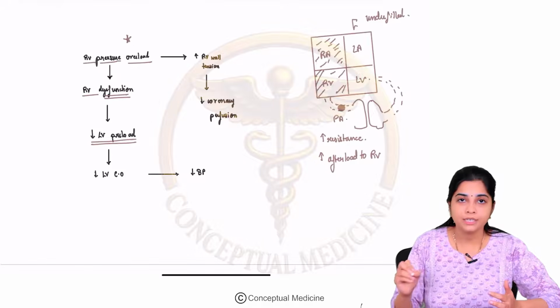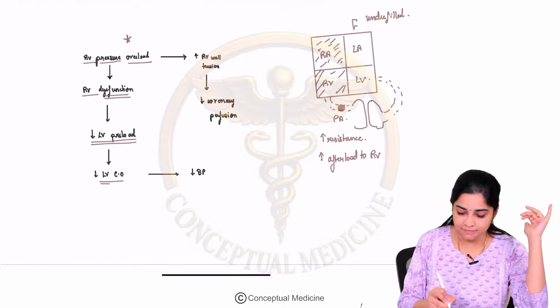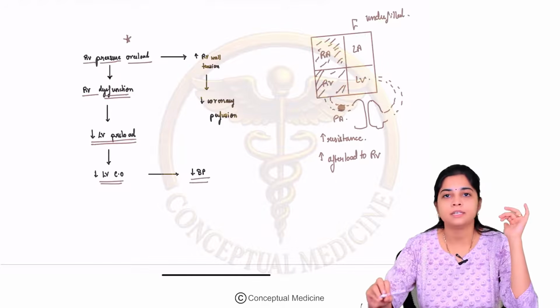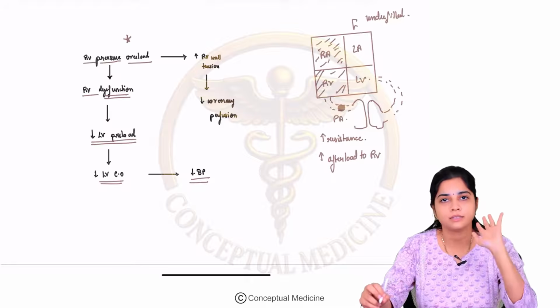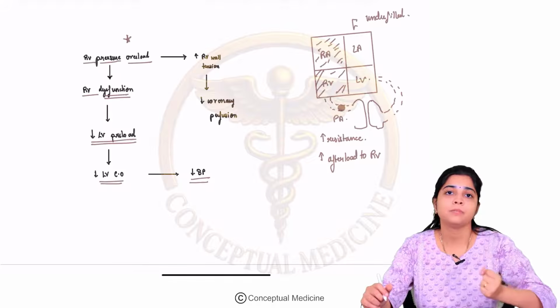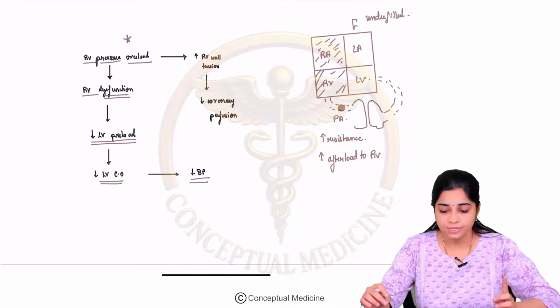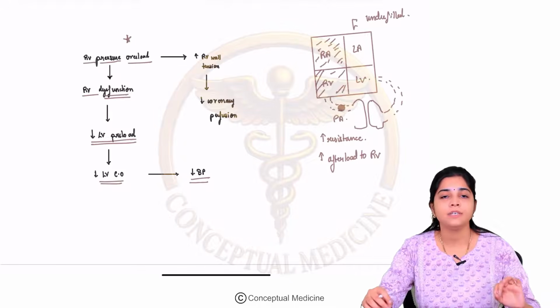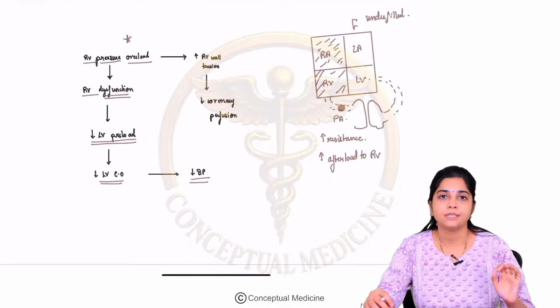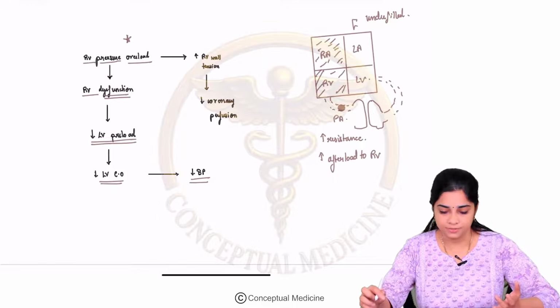So there is going to be a decrease in the preload to the LV, decrease in the LV cardiac output, and ultimately it is going to result in a decrease in the blood pressure. This is the reason why a massive pulmonary embolism presents with hypotension. A massive pulmonary embolism presents with hypotension because the RV dysfunction results in a decrease in the LV preload, and the LV cardiac output ultimately reduces.